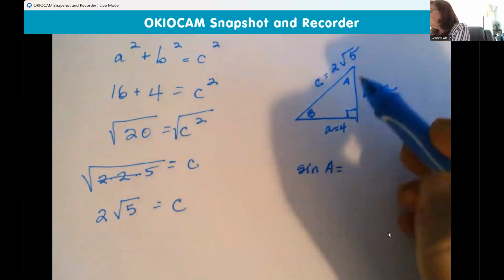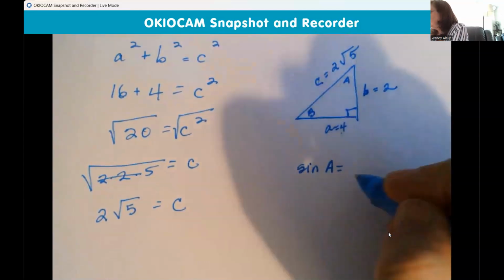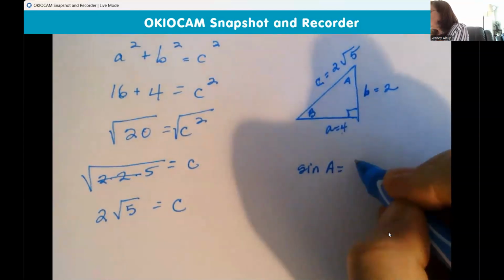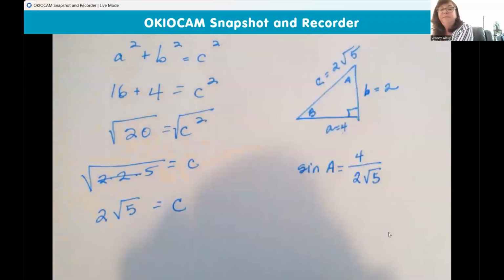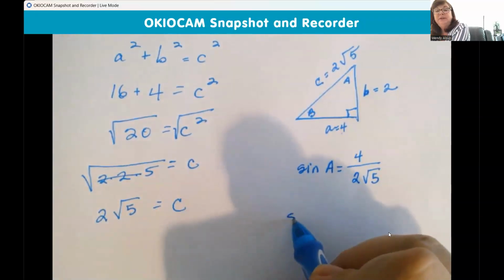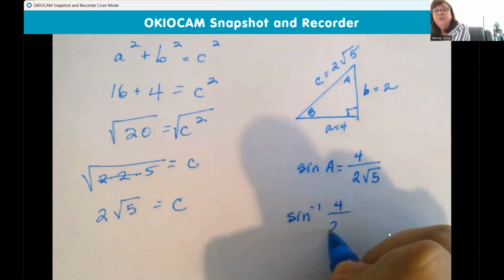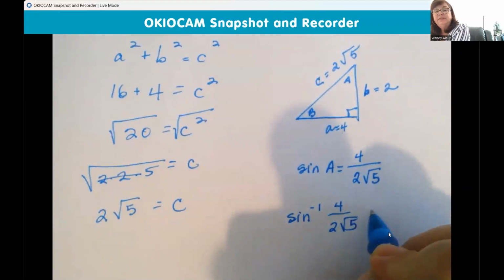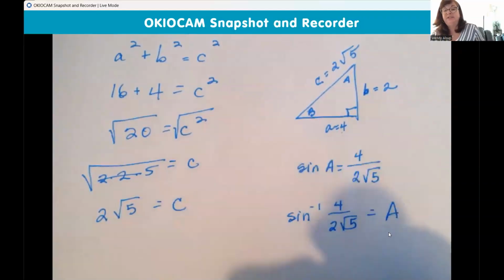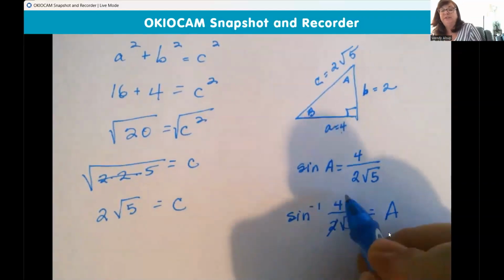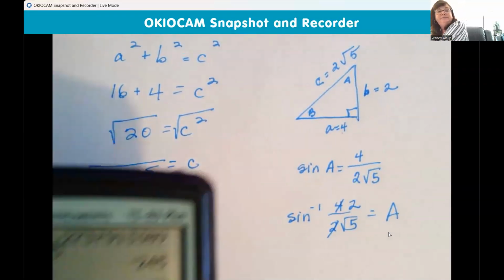The sine of A is going to be the opposite. Oh, let's do tangent because that'll be a little bit... it doesn't. Sine of A is going to be the opposite, the 4, over the hypotenuse, the 2 root 5. So the inverse sine of 4 over 2 root 5 is going to be whatever angle A is. You might recognize that 2 will go into the 4 two times, so I can just go inverse sine of 2 divided by root 5.